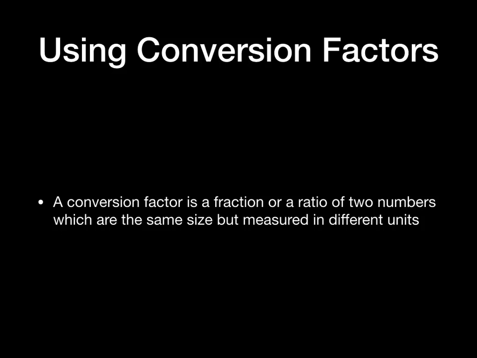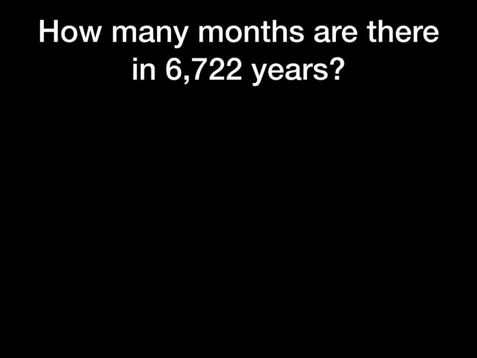For example, suppose we've got a quantity that's measured in years, but we need to know what it is in months. Like, suppose you need to know, what is 6,722 years if it were measured in months? Well, to solve that, we can use conversion factors. To start with, we always take what we know, and in this case, the quantity we know is 6,722 years, and we write it as a fraction. So we put the 6,722 years in the numerator, put it over 1, put the whole thing in parentheses.